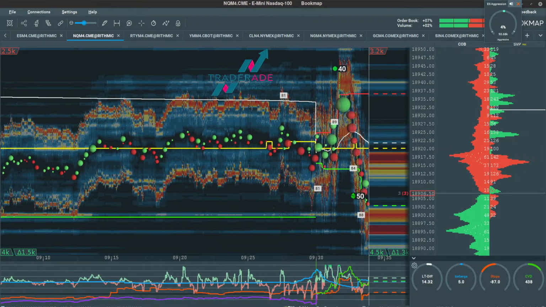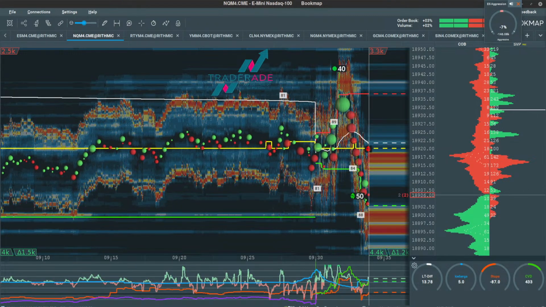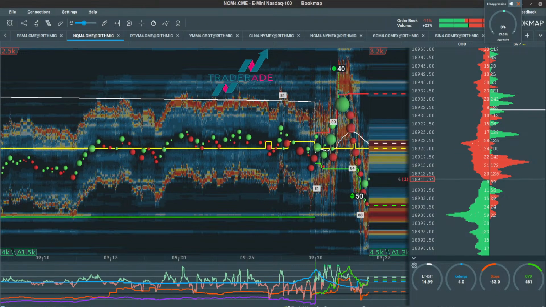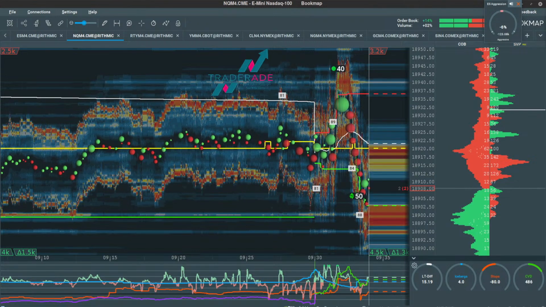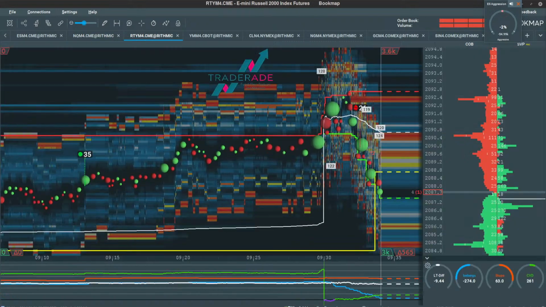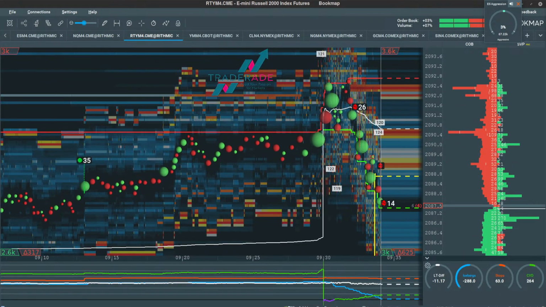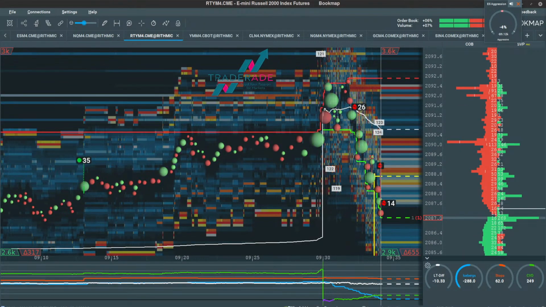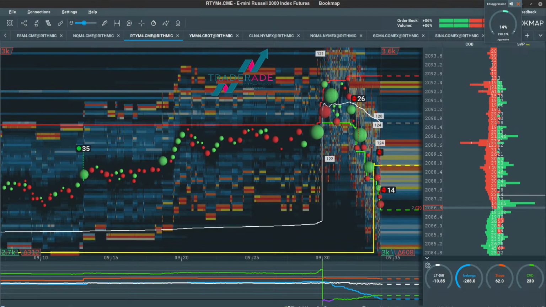And from there, it's been sort of path of least resistance lower. There was a little bit of iceberg absorption here, but obviously not quite enough to deter that low aggression selling pressure. Russell, kind of a similar look here as well. Had a pop and now a bit of a drop on the open.